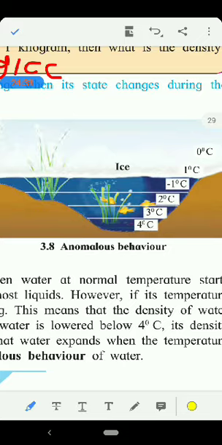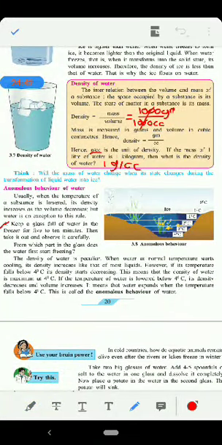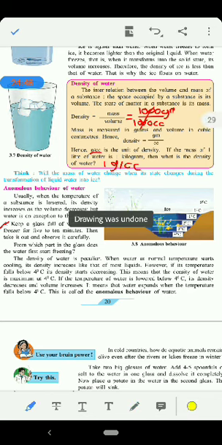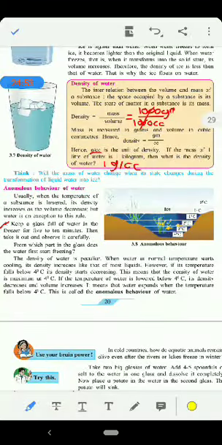Students, you just underline the points which I will underline now. I hope it is visible to you. Density of water is peculiar. I will rotate my screen. How is the density of water? Density of water is peculiar, a special behavior.